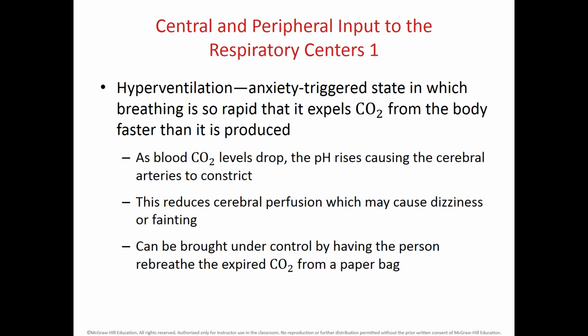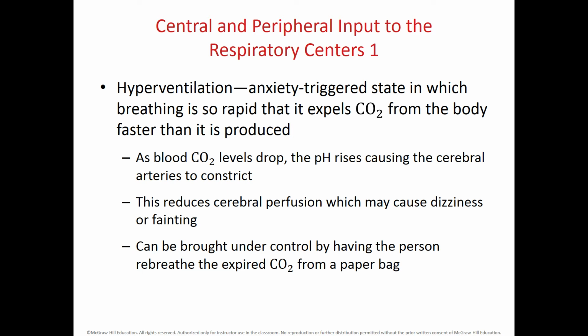So some things can then control these respiratory centers. So the levels of CO2. When the levels of CO2 drop, the pH will rise. So you will have low levels of hydrogen ions. And then you will cause your cerebral arteries to constrict. This will reduce the cerebral perfusion. So you will have less blood supply going into your brain, and then this will cause dizziness and the person will faint.